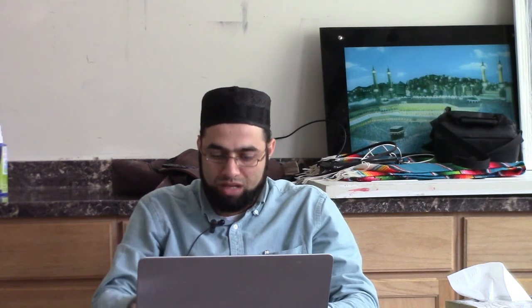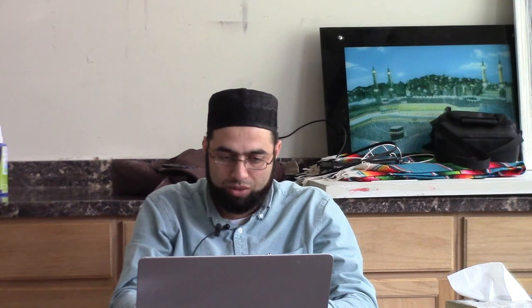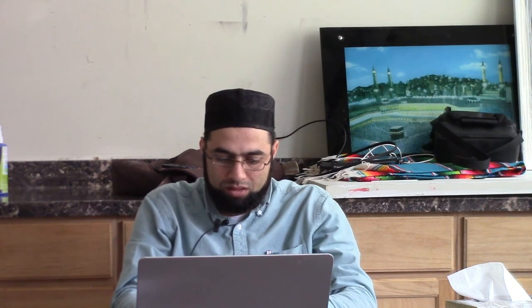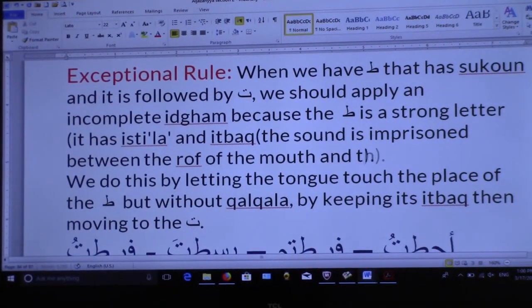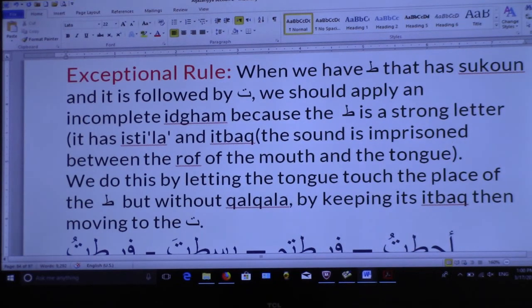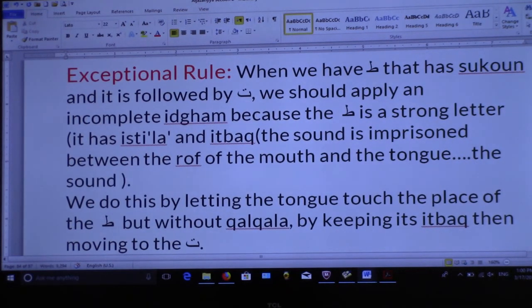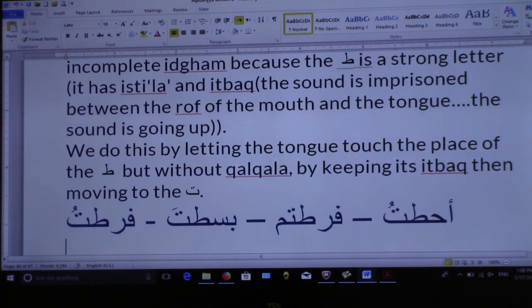So إطباق, let's write here إطباق. We will explain إطباق, but we'll just quickly here. The sound is imprisoned between the roof of the mouth and the tongue. Right? The sound is going up. Clear? Up to. أحط to. تمام? So we do it without قلقلة. That is called incomplete idgham. We did not drop the ta completely. What did we drop from the ta? It's قلقلة. The only thing we drop is قلقلة.